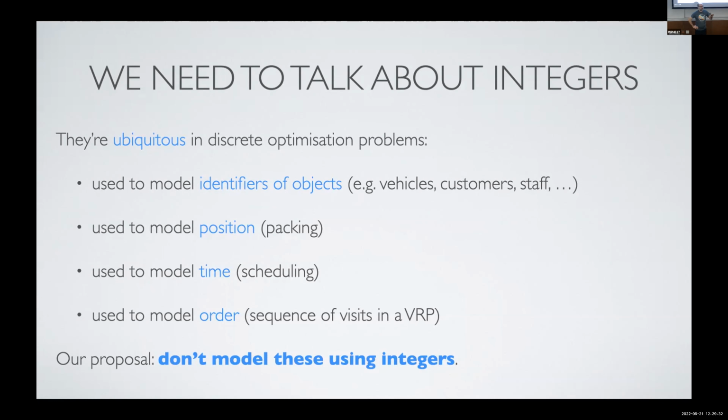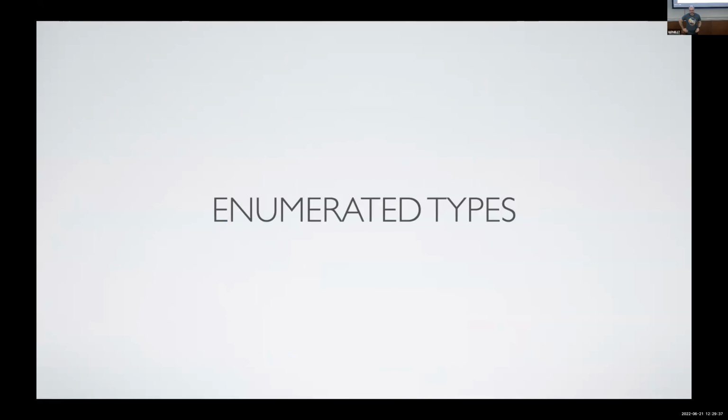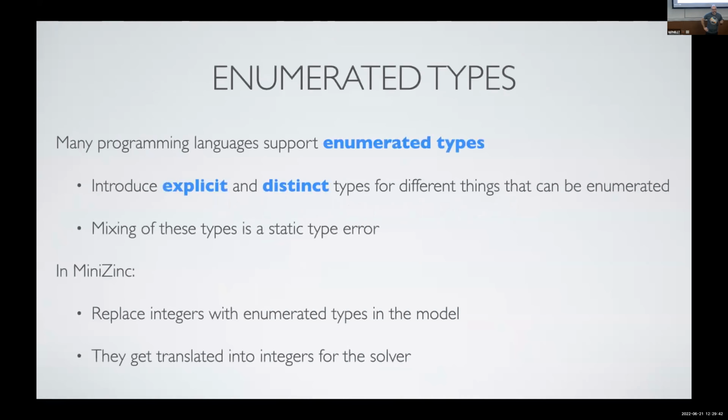And our proposal is to stop using integers for these things. Okay, and the answer is not technically deep or very new or anything like that. It's just enumerated types. Right? Enumerated types are a feature in many programming languages. Basically, once you define an enumerated type, it gives you an explicit, distinct type for a set of things, a set of objects. And then mixing objects of different enumerated types is a static type error. That's the whole story.